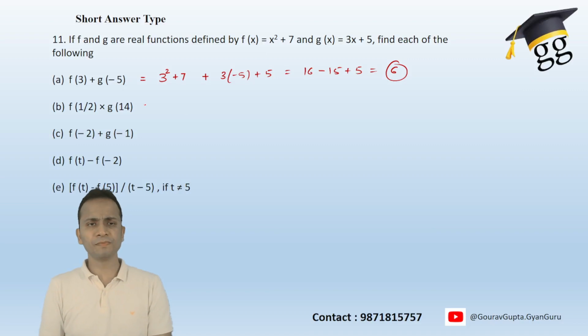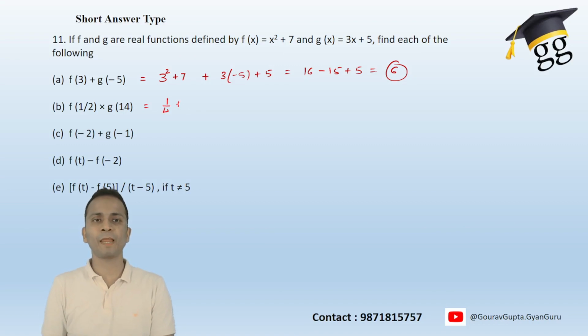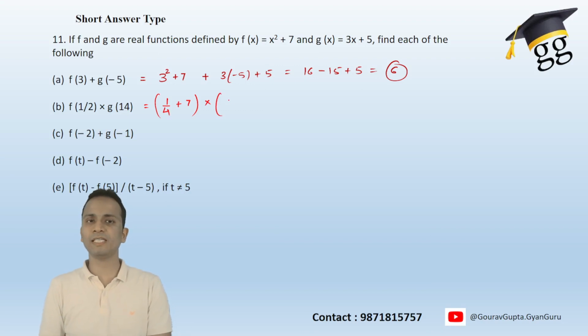Now second question, f of 1 upon 2 multiplied by g of 14. So x square plus 7: 1 upon 2 square is 1 upon 4 plus 7, multiplied by g of 14. Now g of 14, 3 multiply 14 is 42. 42 plus 5 is 47.